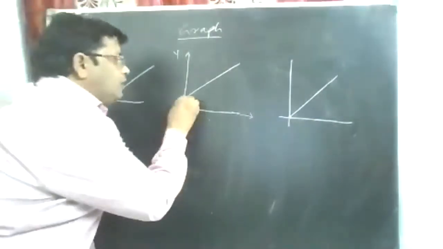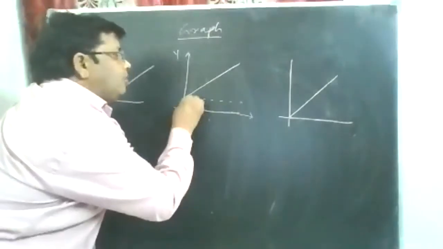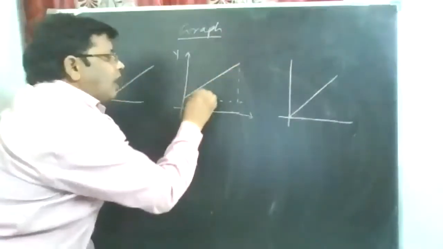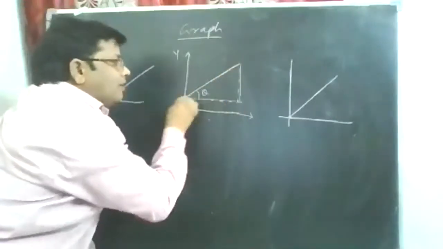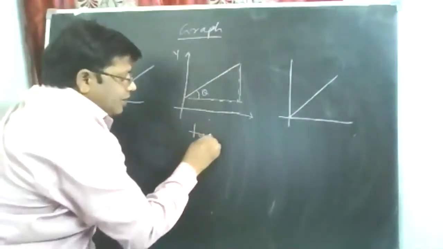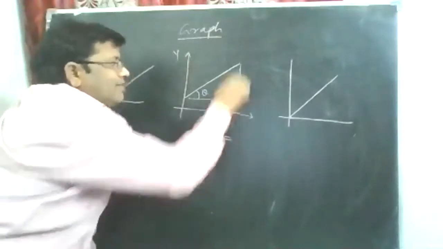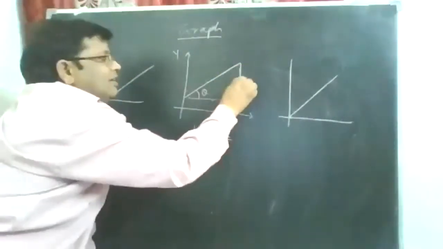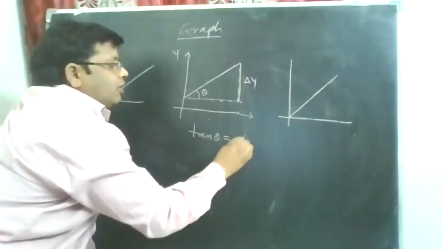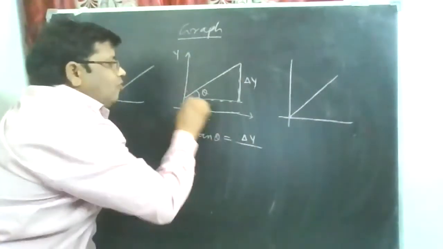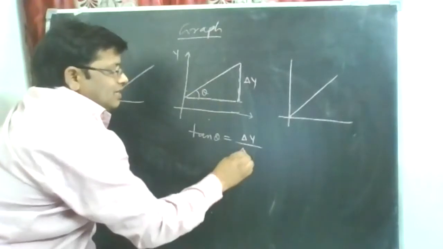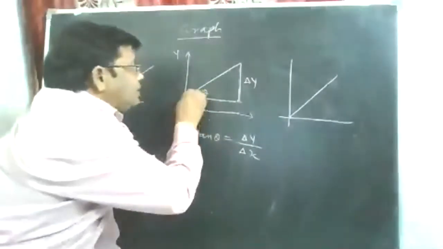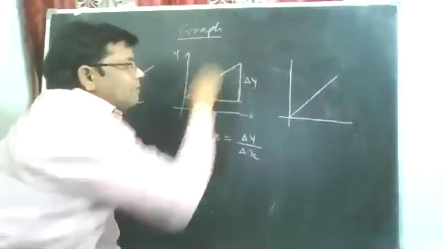See here, in all three graphs, what you are observing is called slope, and slope is what? This is theta. Perpendicular upon base, tan theta, is called slope. That is the rate of change of a physical quantity along the y-axis: delta y, the change in physical quantity along the y-axis, with respect to the x-axis, delta x. But here this slope is not changing, it is fixed.